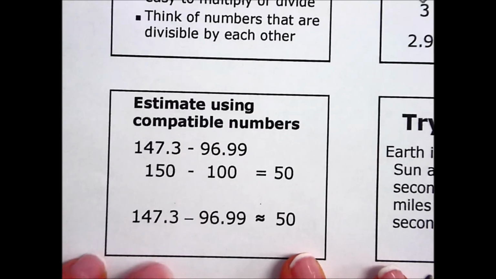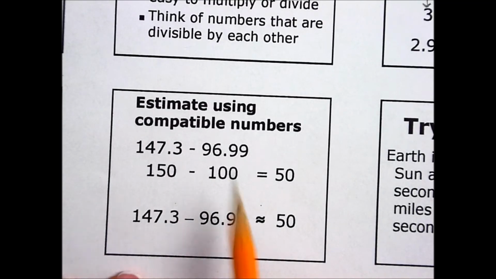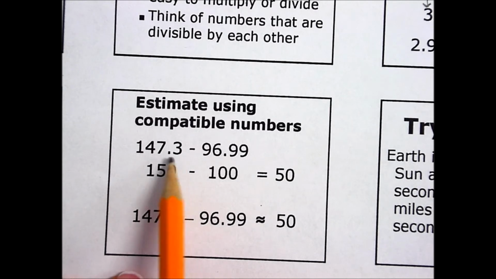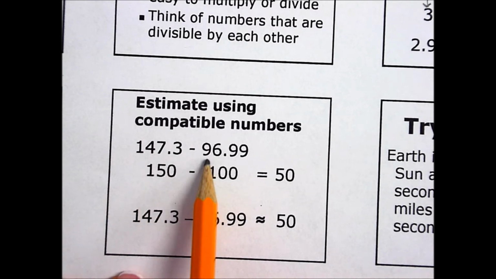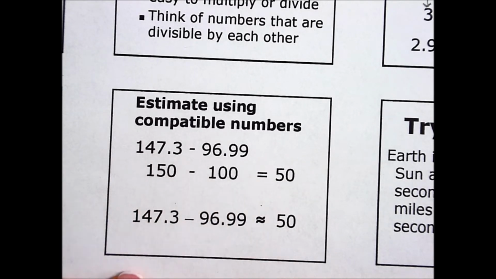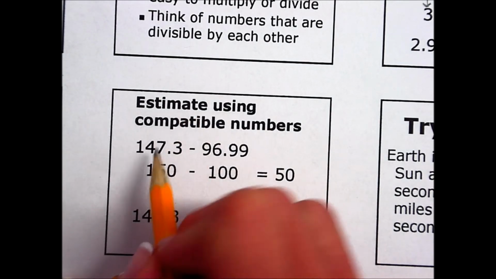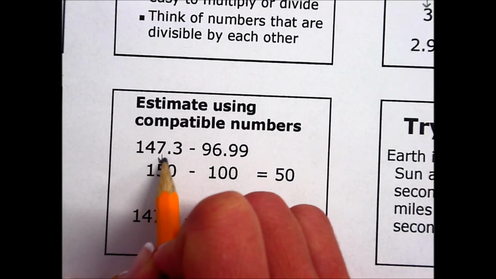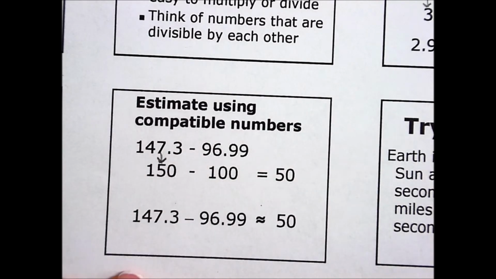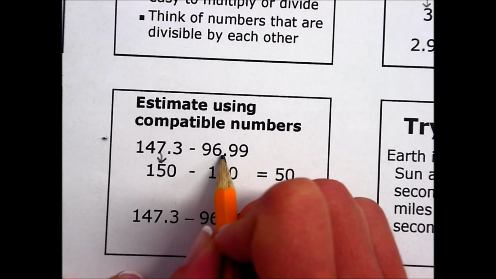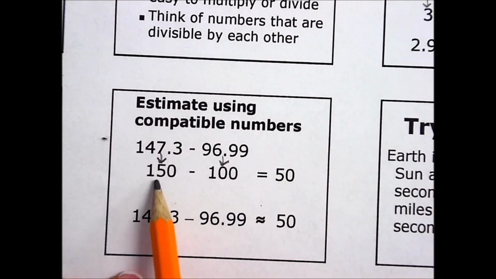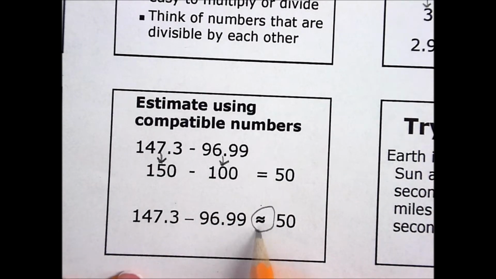And one more sample with subtraction. So we have 147 and 3 tenths minus 96 and 99 hundredths. So we're going to round the 147.3 up to 150. And we're going to round the 96.99 up to 100, because 150 minus 100 is 50. And so the actual answer is about 50 using the compatible numbers.